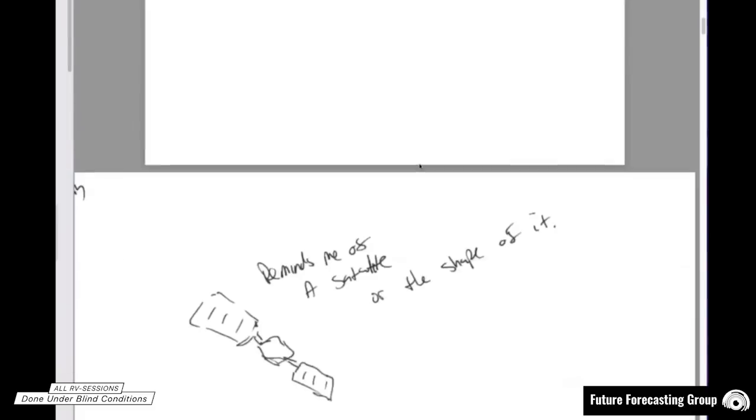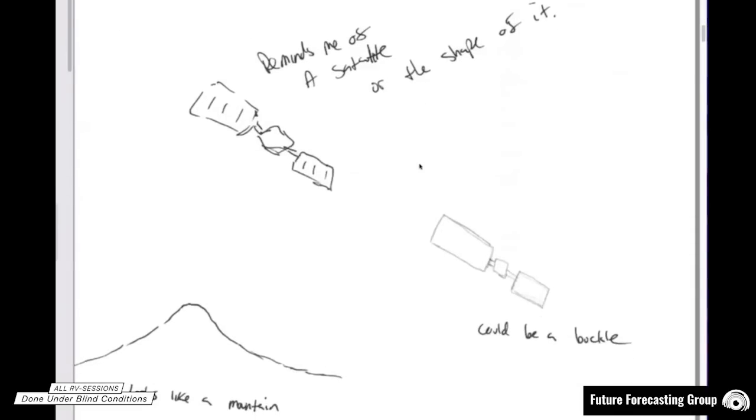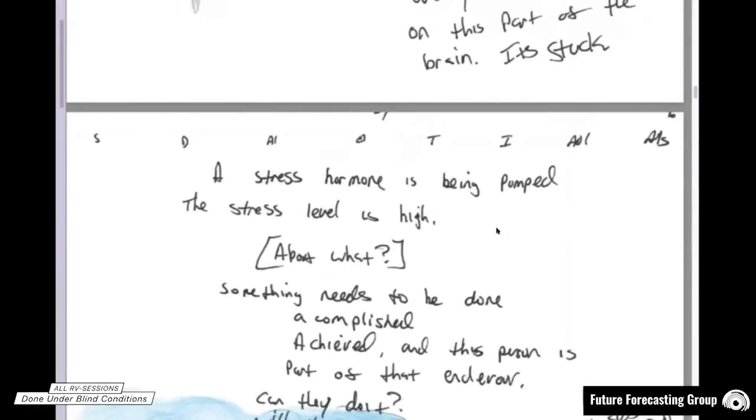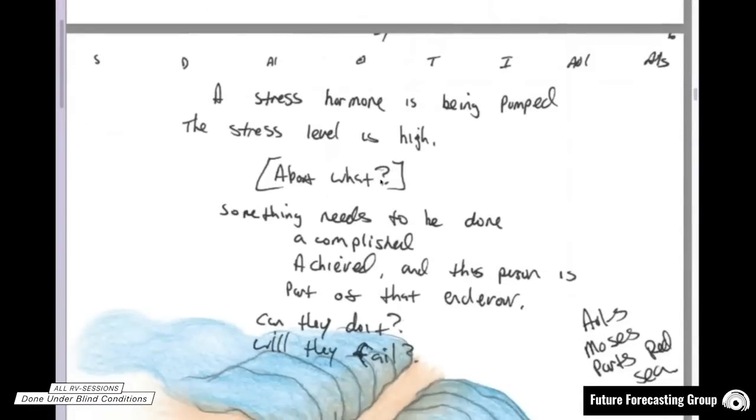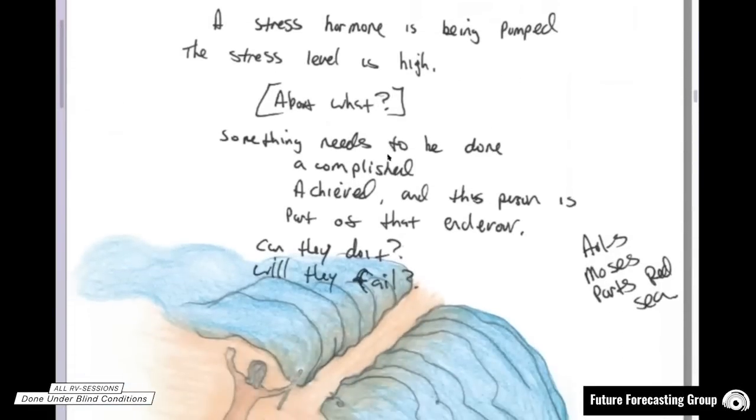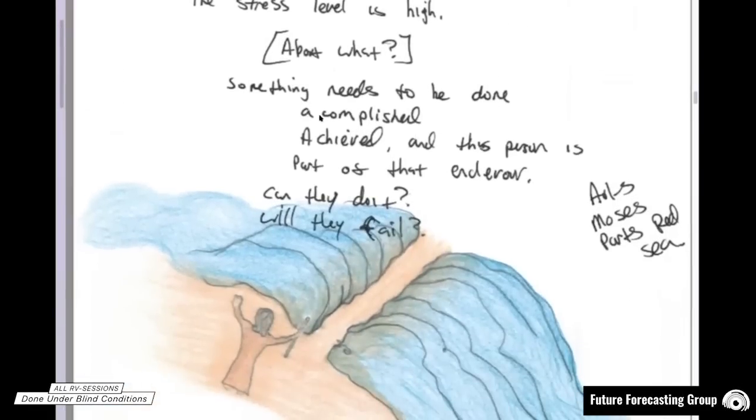Let's see where Dr. Wu takes us tonight. And the first thing I saw was this kind of mountain shape here, kind of pyramid shapey. And this reminded me of a satellite or the shape of it. The stress level is high in this person's mind. But what is it about? Something needs to be done.